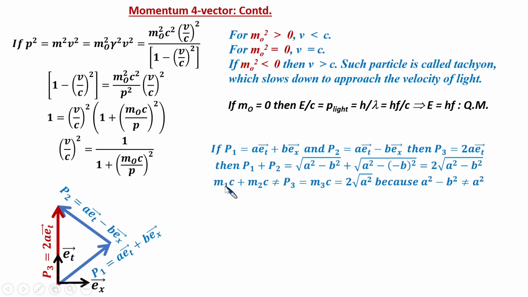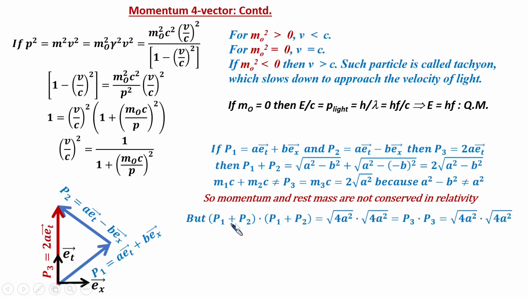So here we write m1 c and m2 c, which is not equal to p3, because p3 is your m3 c, and the distance is 2a, with no spatial coordinate, so I simply write this. So this quantity is not equal to this quantity, that is, the square root of a square minus b square is not equal to a. So if you consider this momentum separately, you don't conserve the momentum here. So momentum and rest masses are not conserved in relativity.